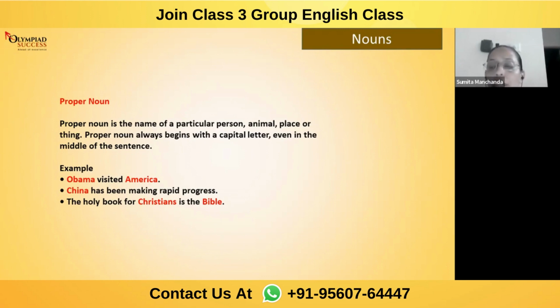Please concentrate here. Now, if I say Obama visited America, so Obama is what? Obama is the name of a person, and America is the name of a place. So both these words are taken to be proper nouns and need to be in a capital letter. China has been making rapid progress. In this sentence, China is again the proper name of a place, and you are going to write this in a capital letter.